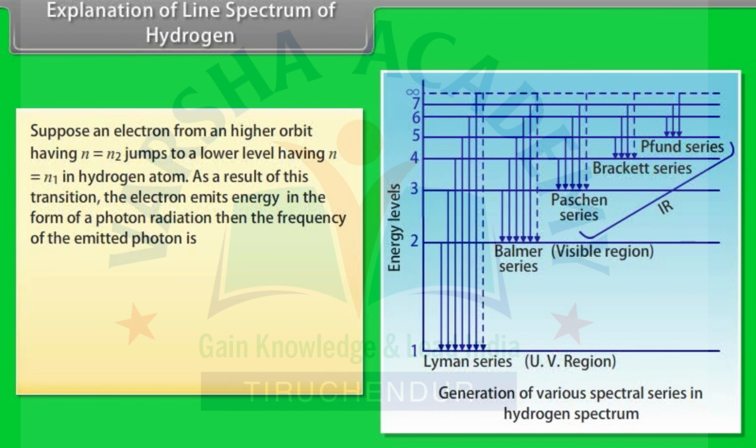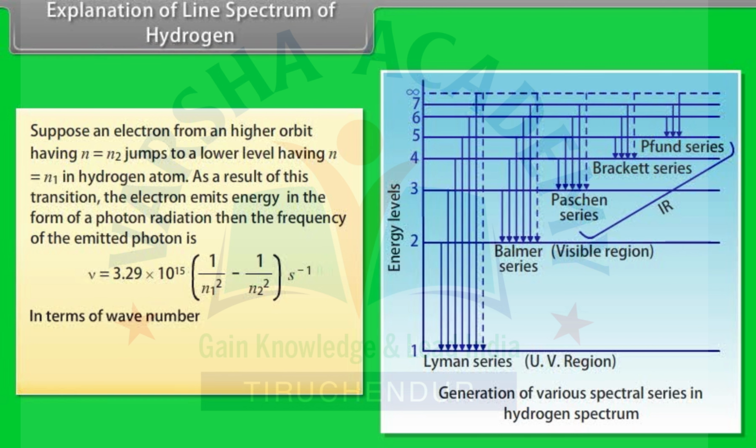Suppose an electron from a higher orbit having n equals n2 jumps to a lower energy level having n equals n1 in a hydrogen atom. As a result of this transition, the electron emits energy in the form of a photon radiation. Then the frequency of the emitted photon is: frequency equals 3.29 into 10 raised to the power 15 into (1 by n1 square minus 1 by n2 square) per second. In terms of wave number, it is 109677 into (1 by n1 square minus 1 by n2 square) per centimeter.